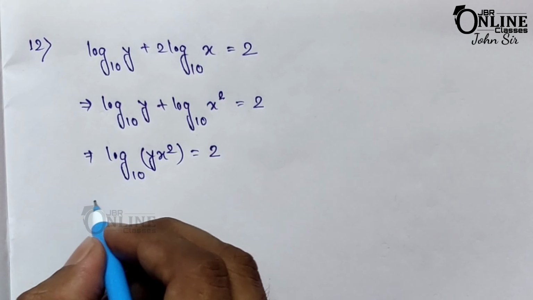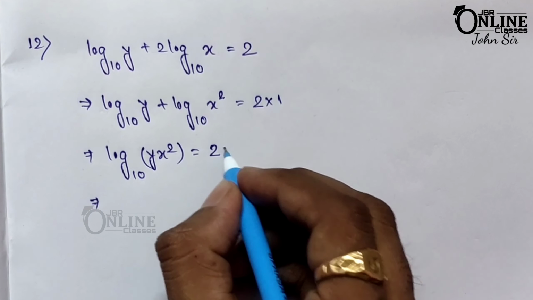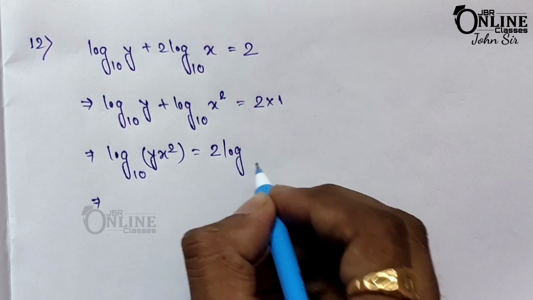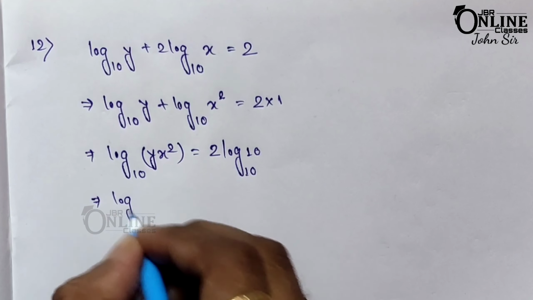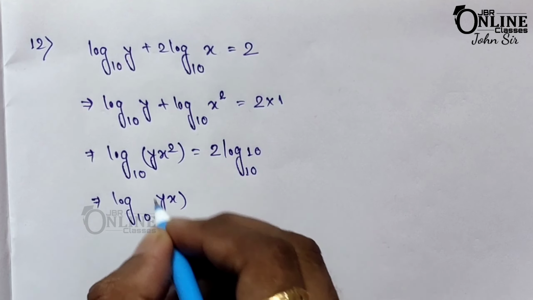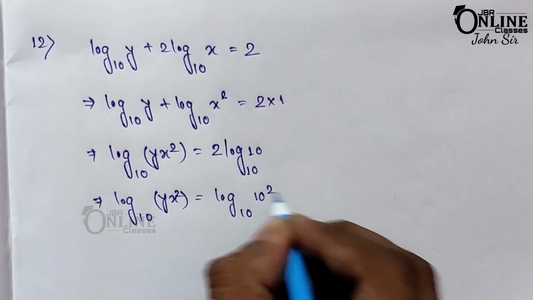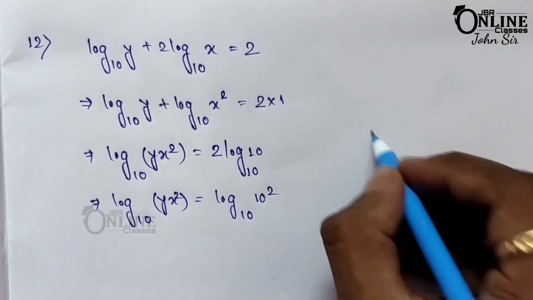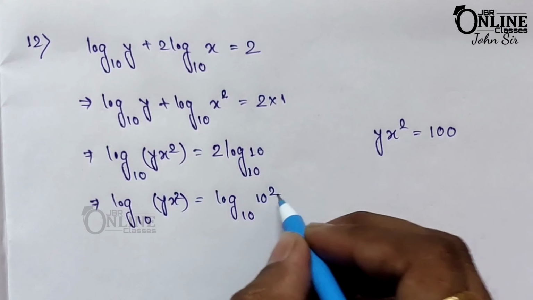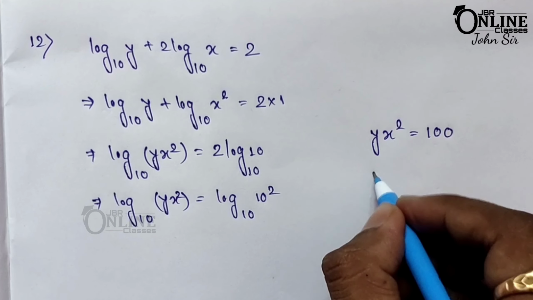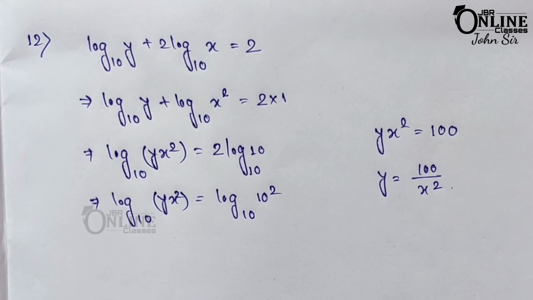Okay, now next, as here 2 means 2 into 1, so that's why you can write here also log 10. Okay, so now log 10y x square equals log 10 square. Now by comparing both sides, you will get y x square equals 10 square, that means 100. So here y equals 100 by x square.